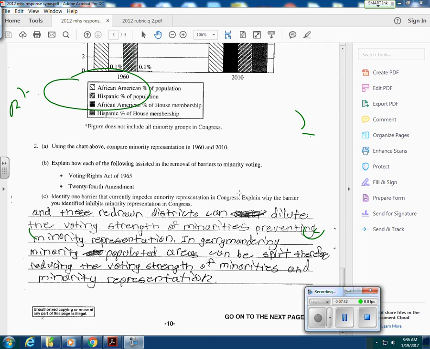These redrawn districts can dilute the voting strength of minorities. All right, there's his explanation. He says it dilutes the voting strength of minorities, preventing minority representation. There's his use of the question, all right, that inhibits minority representation. He said preventing minority representation. Same thing. In gerrymandering, minority populated areas can be split, therefore reducing the voting strength of minorities and minority representation.